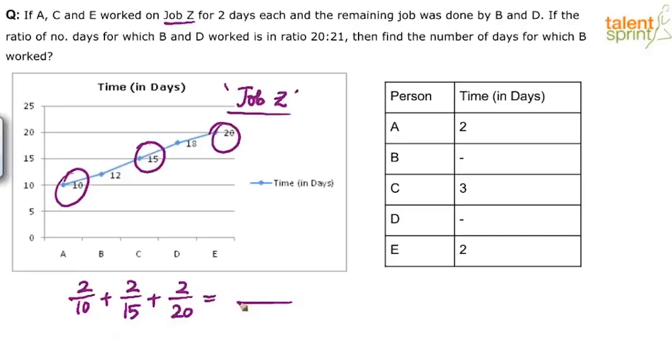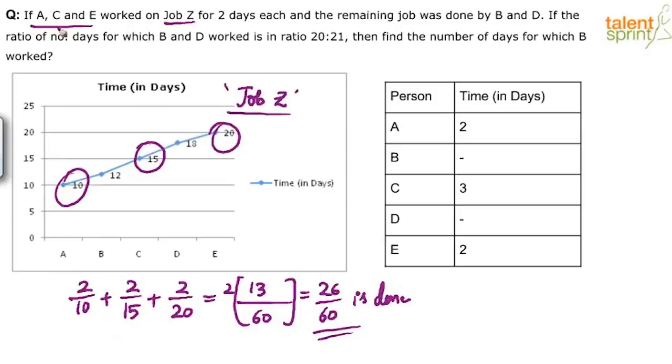Simplify this. So what is LCM? 60 is LCM. We can take 2 common here, of course. So 10 goes 6 times, this is 4 times and this is 3 times. So 6, 4 and 3 is 13. 13 by 60 or 26 by 60 is done. Right? Done by whom? A, C and E, who have worked for 2 days each. Right? 26 by 60 is done.